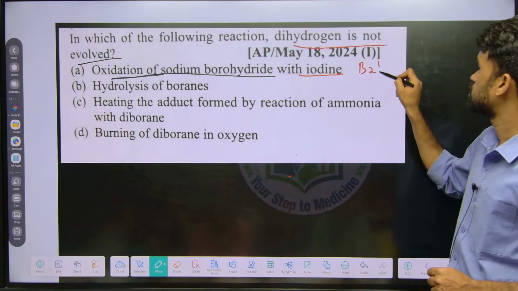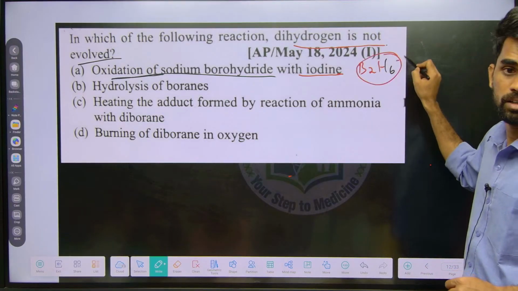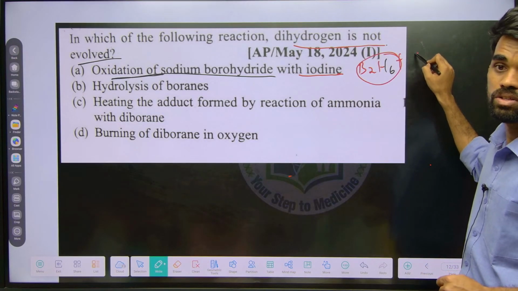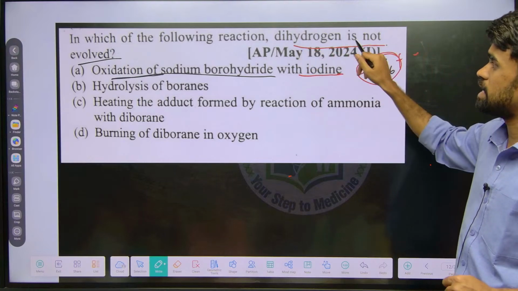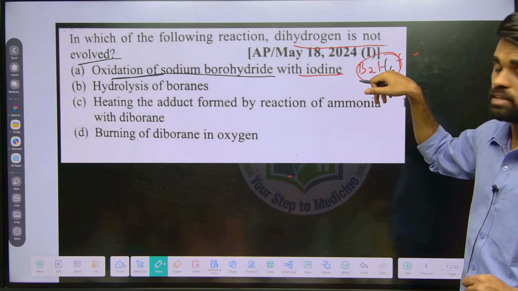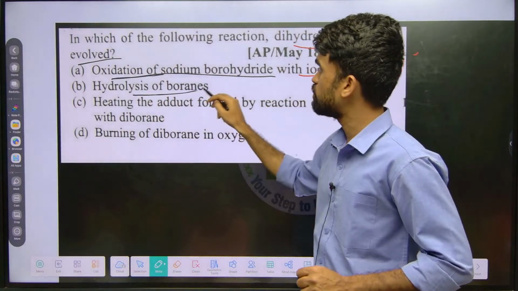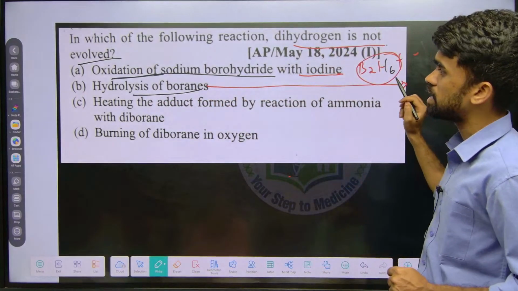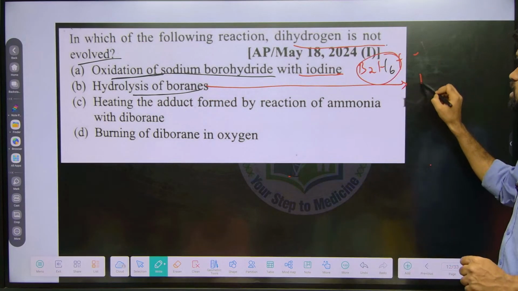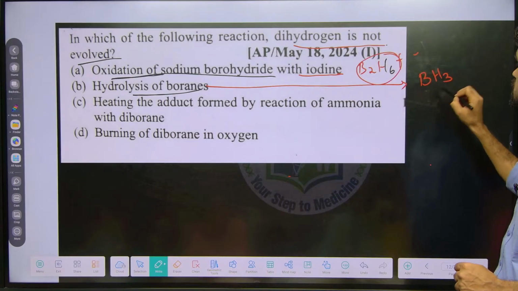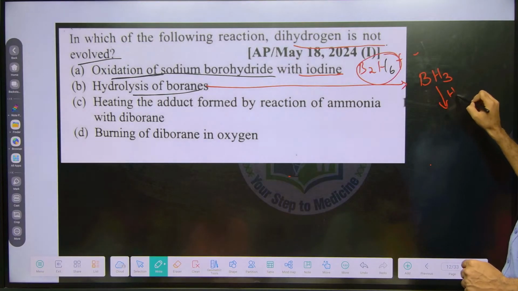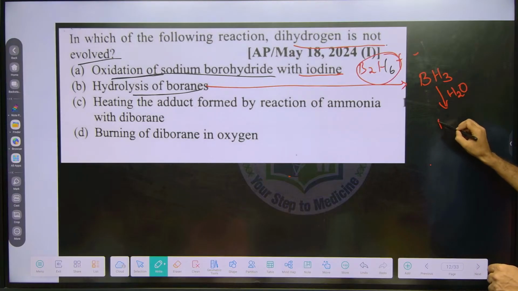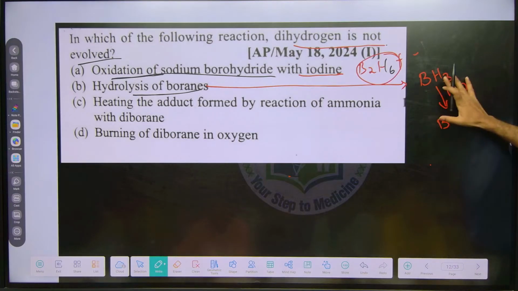B2H6 and, does it release any hydrogen gas or not? Check it. Yes. Next one, hydrolysis of boranes. What are they saying? Hydrolysis of boranes means BH3 hydrolysis. We haven't studied this yet.